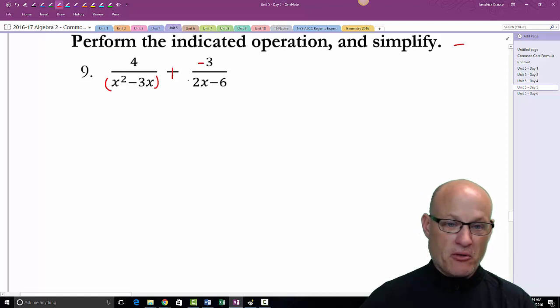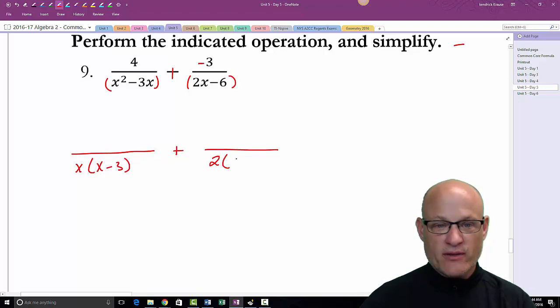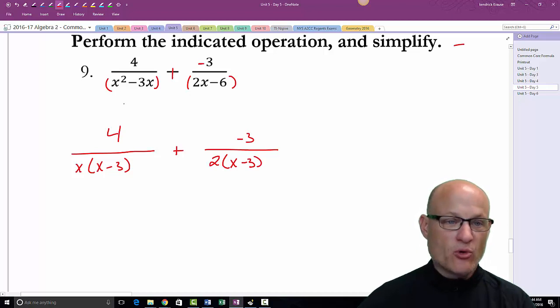Put parentheses around your binomials. All right, let's do this. We have to factor both of these. Out of this first one, I can take out an x, and I'm left with x minus 3. Out of this second one, I can take a 2, and I'm left with x minus 3. Now I've got to look at the denominators. I see an x. I see an x minus 3. And I see a 2.